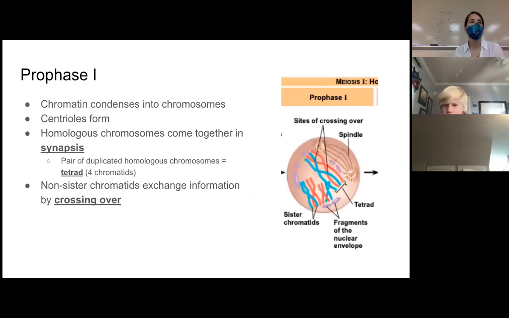And our first step is going to be prophase. Now, because we have meiosis 1 and meiosis 2, we have a 1 or 2 after each one of these phases, telling you which part of meiosis you're in. So in prophase 1, we are making our chromosomes, just like we did in mitosis. We're condensing that chromatin into chromosomes. We're forming our centrioles.